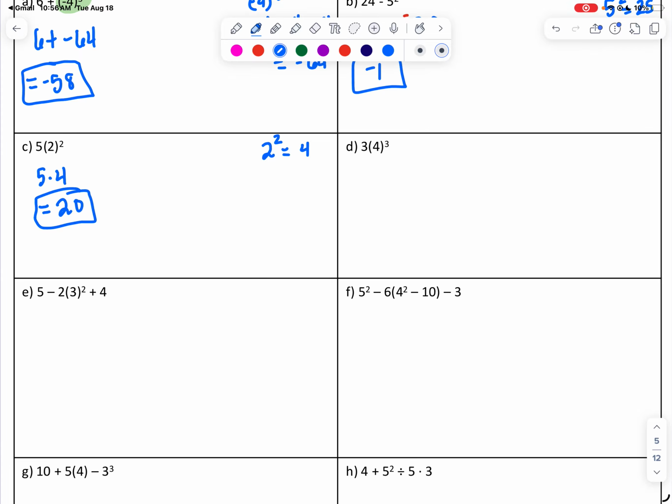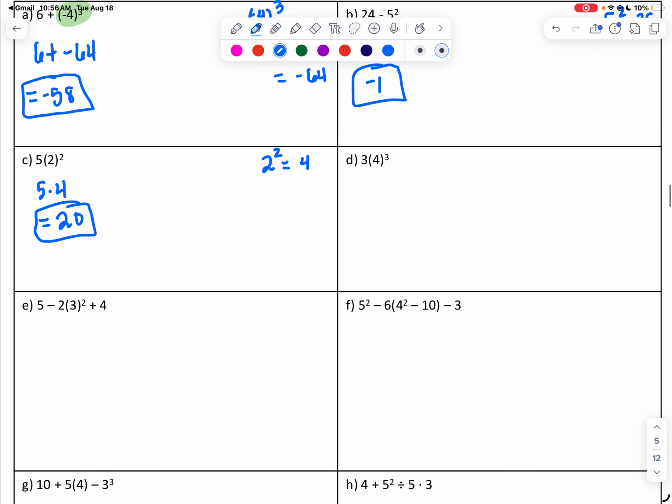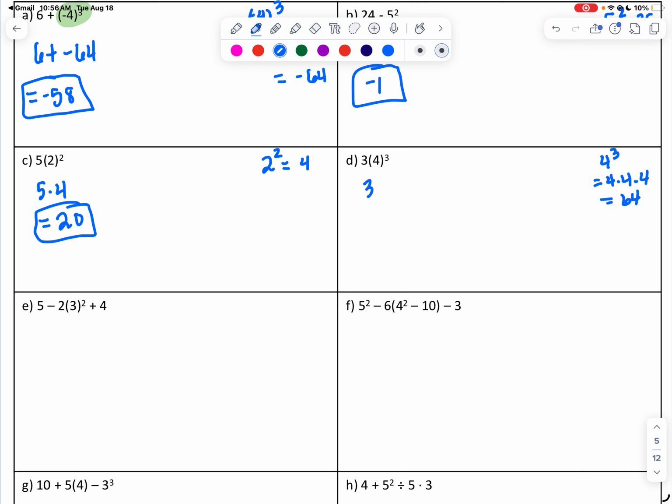All right, problem D. 3 times 4 cubed. Pause the video and try this problem on your own. When you're ready to check your answer, press play. All right, welcome back. Let's see how you did. 4 to the third power is 4 times 4 times 4, which is 64. So this is 3 times 64. 64 times 3 would be 192.